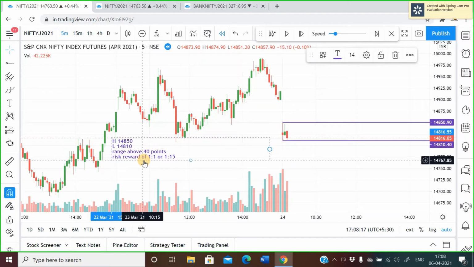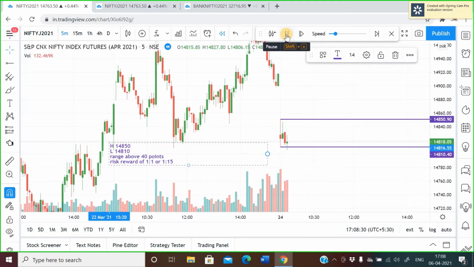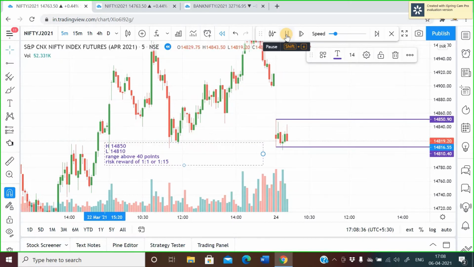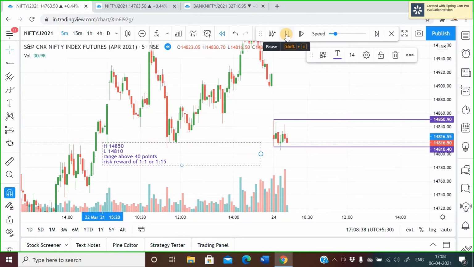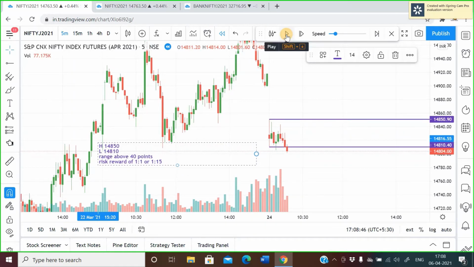So now let's see what's happening. As I've said, we will be waiting for any close to happen above or below. Let's see what happens next. This is not closed below, so it's still in the range. We're just going to wait for any of the high or low to be broken. Still not. So this is the first time the close has happened below, right? You can clearly see.